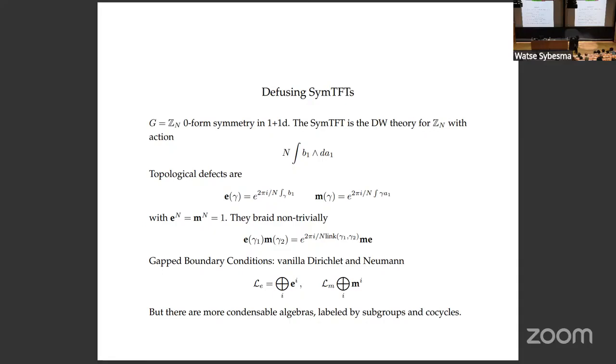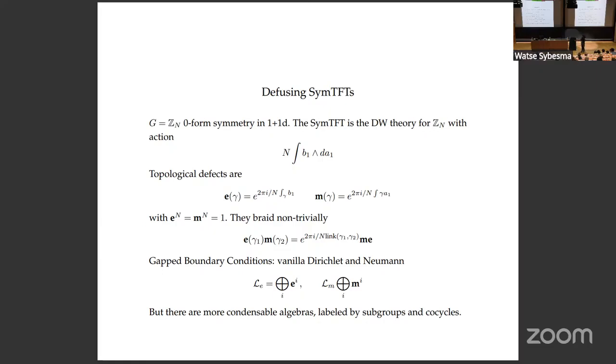Each one, E to the N and M to the N, is 1, excuse me. But when I exchange them, because of this BF term, they will pick up a phase, and it's given in terms of the linking of these gamma 1 and gamma 2. So these are some loops, and if they link, they will give a phase, and basically this is how we measure that this is a system of lines that are not mutually local.